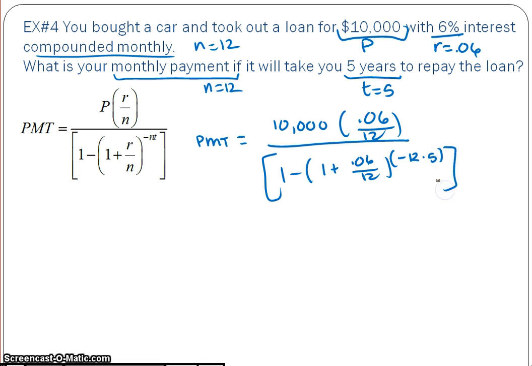Okay, so that is a lot of stuff to put into your calculator. Do the innermost parentheses, raise it to the power, do 1 minus your answer, press enter, do 10,000 times your numerator, and divide it by your previous answer. And when you do that, you should get that your monthly car payment is going to be $193.33. So that's how cars become affordable: you pay $193 each month and you get your $10,000 car.